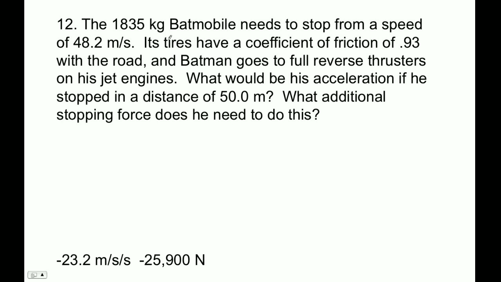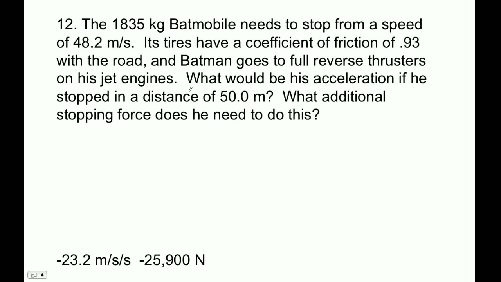Okay, so let's see. The Batmobile needs to stop from a speed of, he's going too fast. Its tires have a coefficient of 0.93 with the road. He goes into full reverse thrusters. What would be his acceleration if he stopped, and then what additional force would he need, presumably from the jet engines, right?